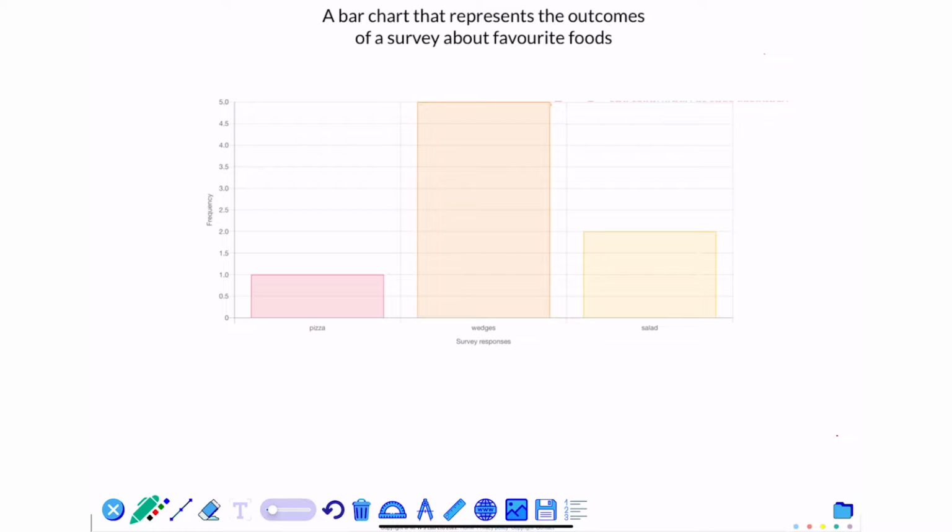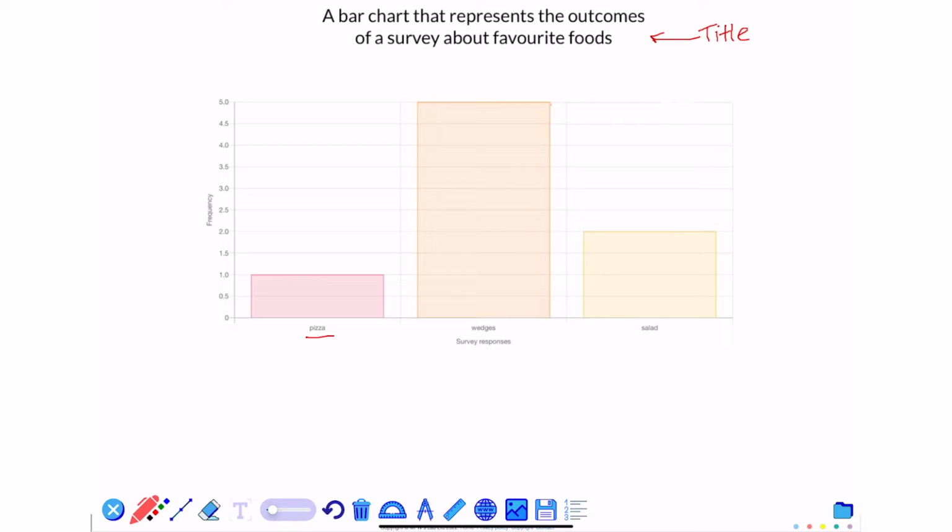In this video, we're going to be looking at the key features of a bar chart. So looking at my good example of a bar chart here, I can see that number one, it's got a title. The title identifies what it is that's actually been plotted. And here, a bar chart that represents the outcomes of a survey about favorite foods.